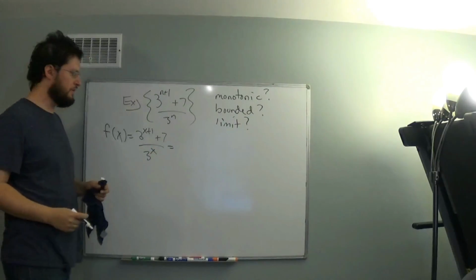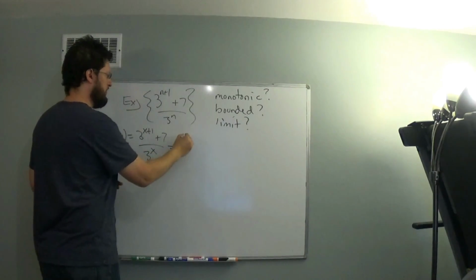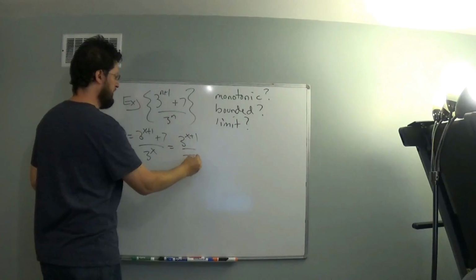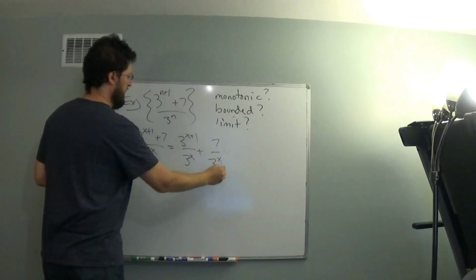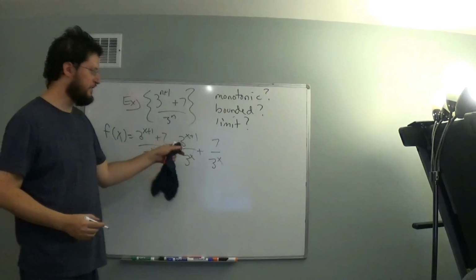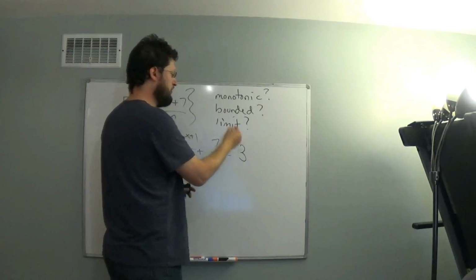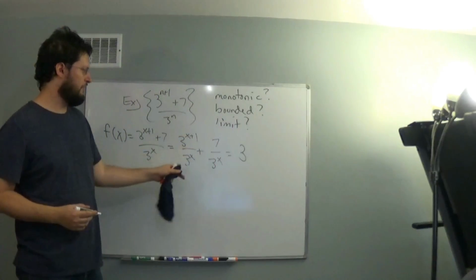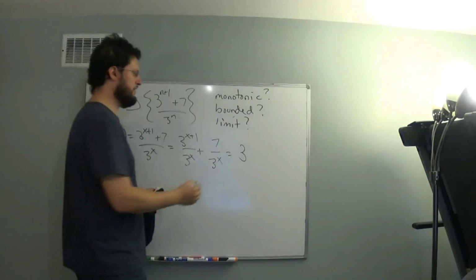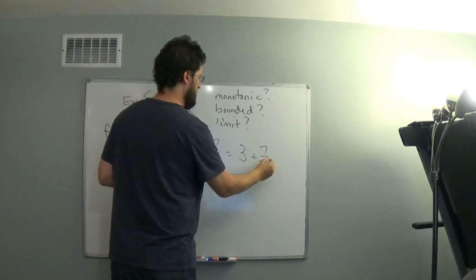We're going to do some algebra to simplify it. We're going to write that as 3 to the x plus 1 over 3 to the x plus 7 over 3 to the x. This simplifies. This is like 11 3's over 10 3's. I have an extra 3 in the numerator, so that just simplifies to a 3. And then this is still plus 7 over 3 to the x.